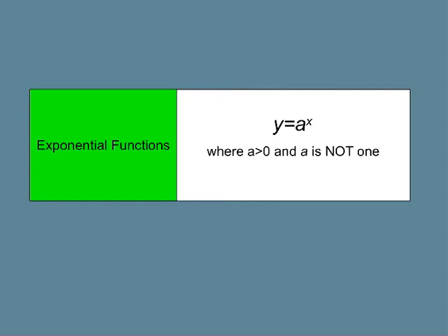Couple key things you need to know. a has to be greater than 0, and a is not 1. If a is 1, then we're just going to be taking 1 and raising it to different powers. Well, 1 to any power is just going to be 1. So that's not going to be exponential, which is why a has to be either greater than 1 or not 1. But it can be between 0 and 1.